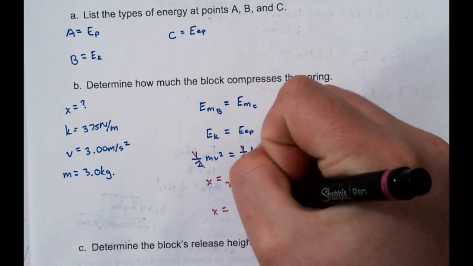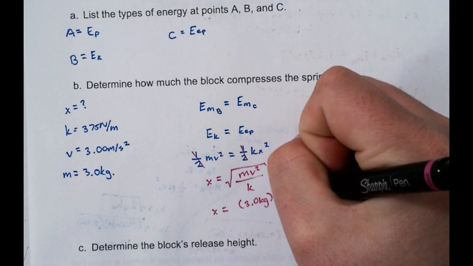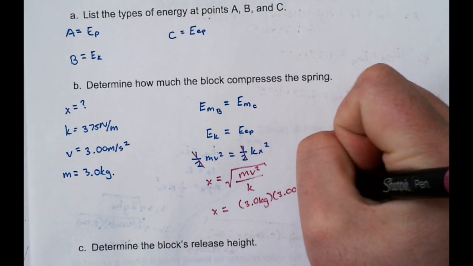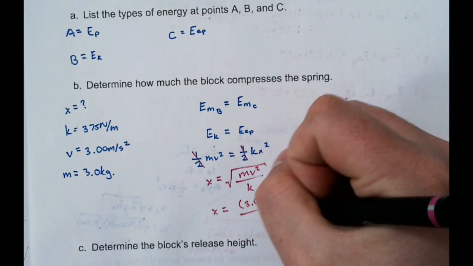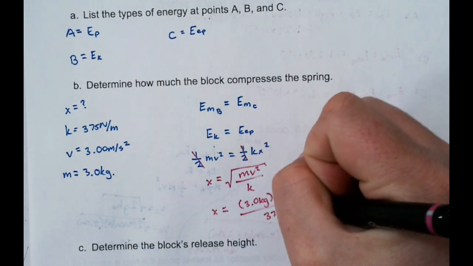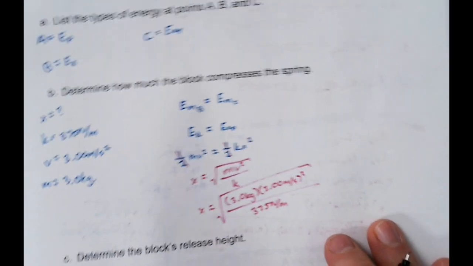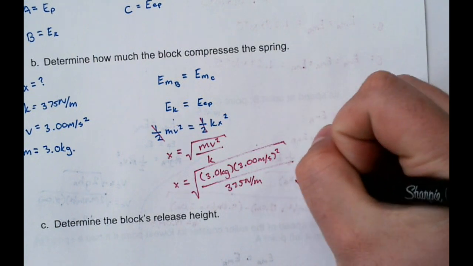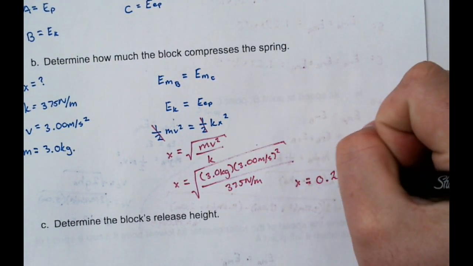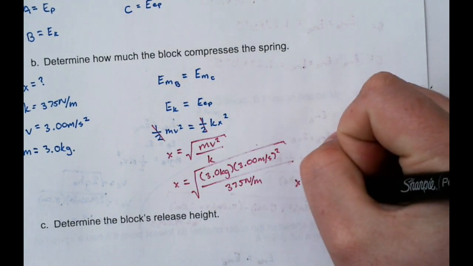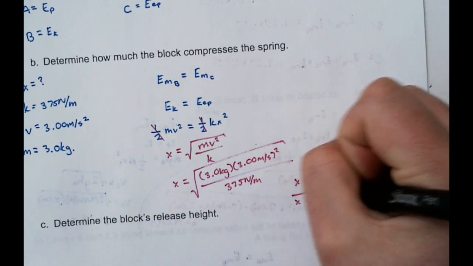So we can plug in and solve for x. The mass, 3.0 kilograms, times the speed, 3.00 meters per second, squared, divided by the spring constant, 375 newtons per meter. And we're going to take the square root of all of that. When you plug that in, it's going to give you an answer of 0.268 meters, or that's also equal to 27 centimeters.